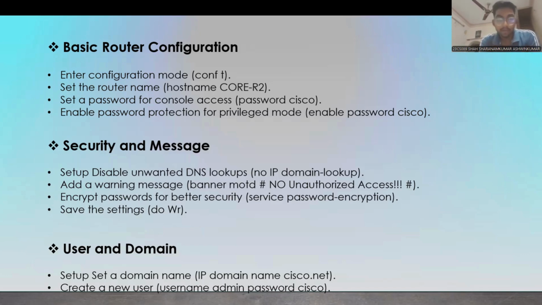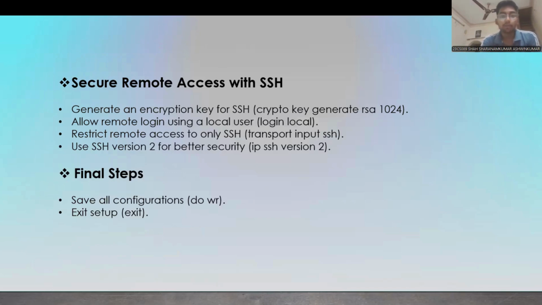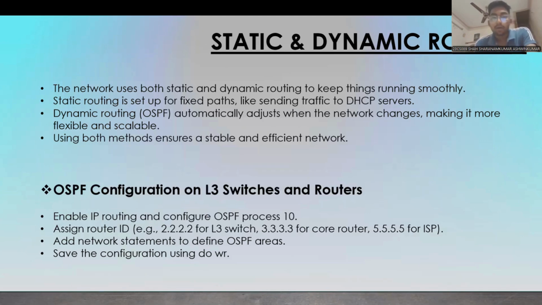Now, user and domain. Set up the domain name and create a new user. Secure remote access with SSH. Generate the encryption key for SSH, allow remote login using local users, restrict remote access to only SSH, and use SSH version 2 for better security. Final steps, save all configuration and exit. Now, for further static and dynamic routing, my friend will explain our project.